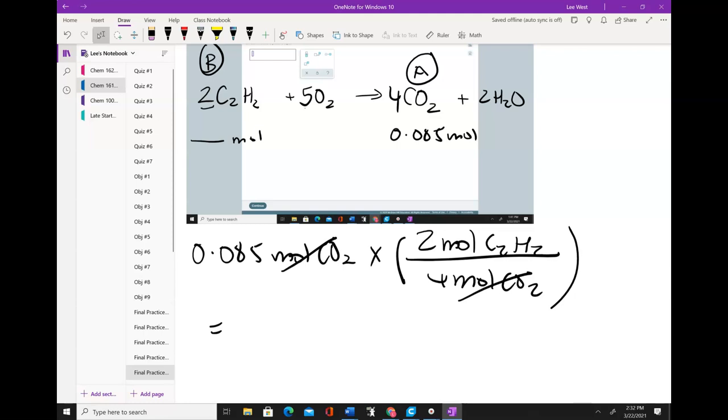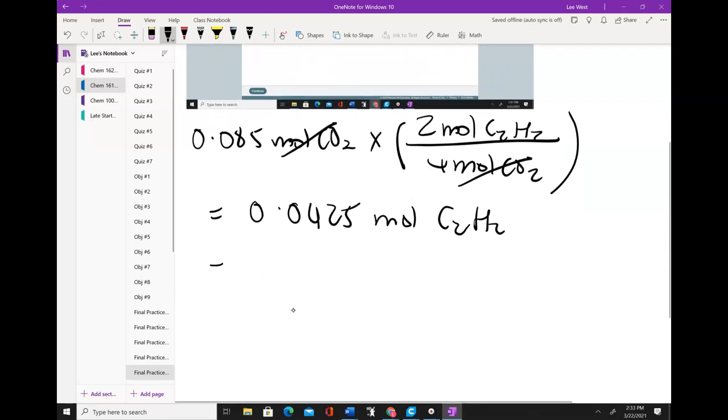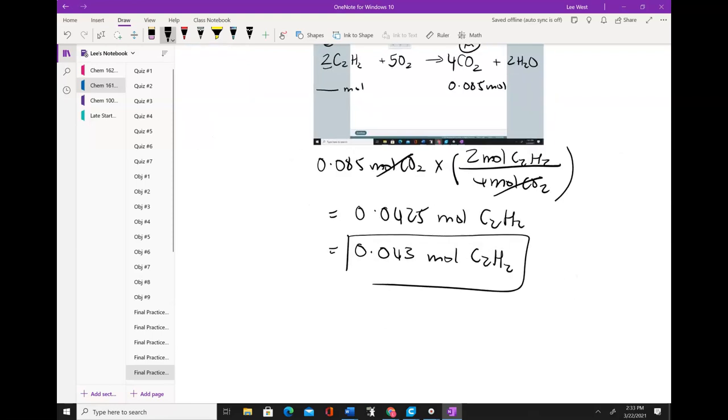So 0.085 times 2 on 4, and that gives me 0.045 mole of C2H2, which to two significant figures is 0.043 mole of C2H2. And that's my final answer.